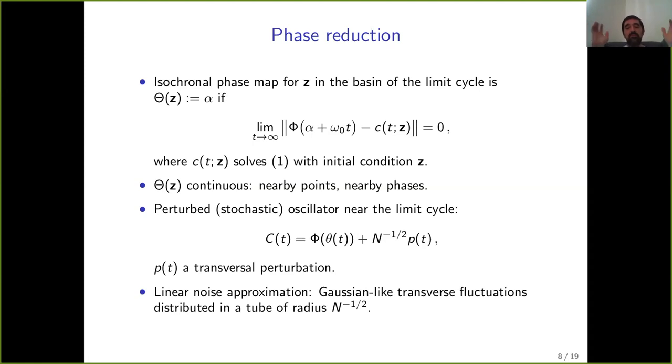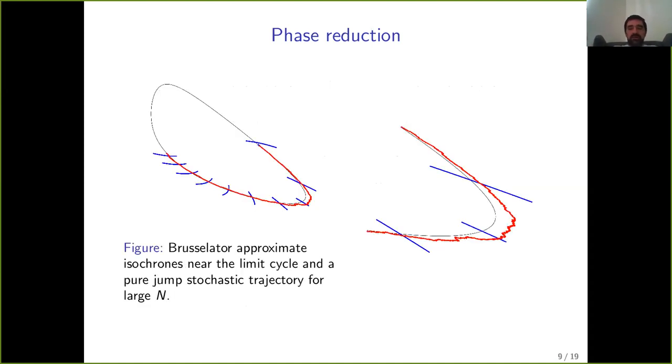So between the deterministic approximation and the pure jump system you have a diffusion approximation, and also between the diffusion and the deterministic limit you have the linear noise approximation. These are the common tools when you're working with pure jump processes. Okay, this is just a very ugly picture of what's going on. These are the approximate isochrons, and this is what happens close to the limit cycle. You have a trajectory. This is a pure jump process, but the n is very large, so it's very reminiscent of a diffusion, I mean, an SDE, an Ito diffusion.